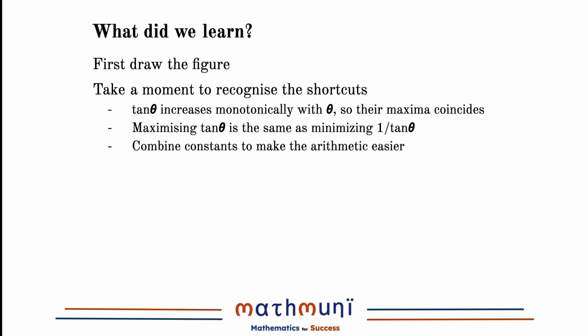Finally, there are a lot of constant terms that are a part of the final expression. The solution combines them into the consolidated constants called P and Q. This reduces the risk of error and saves time because now you don't have to repeatedly write long expressions line after line. So the combination of these 3 steps: looking at tan theta instead of theta, minimizing 1 upon tan theta instead of maximizing tan theta, and combining constants into just 2 summary constants. Doing all of this makes the problem solving a lot more efficient and saves us time.